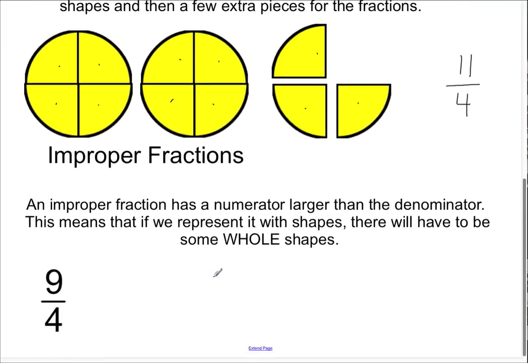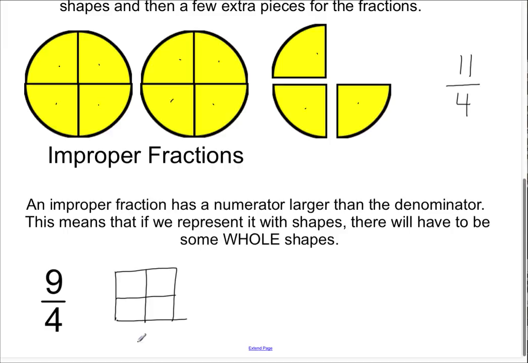So let's have a look. How would I represent this one? Here we have 9/4. So we want 9 of these things. It's not going to quite look like this one, but let's think about it. How many things do we need here? Rather than grabbing these things, I'm going to draw boxes. So I'm going to draw a box and split it into quarters.